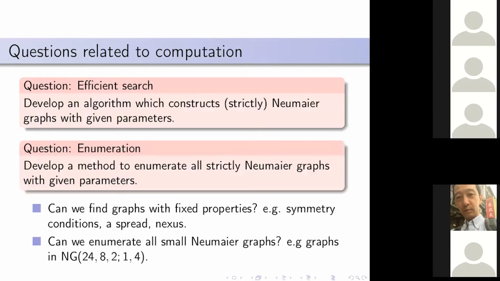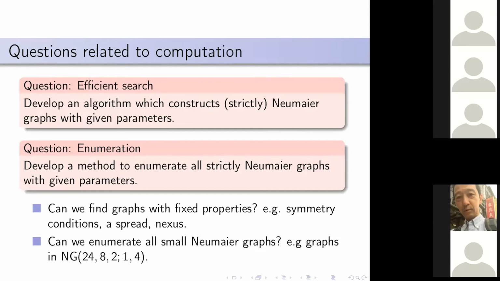So this approach is the best we have so far, and it's given us some interesting examples, but it's not very efficient, as you can see. So the first question about computations would be to find an efficient search algorithm for Neumaier graphs, or strictly Neumaier graphs. And the second question would be to develop an enumeration algorithm for Neumaier graphs with given parameters. This is obviously a lot harder.